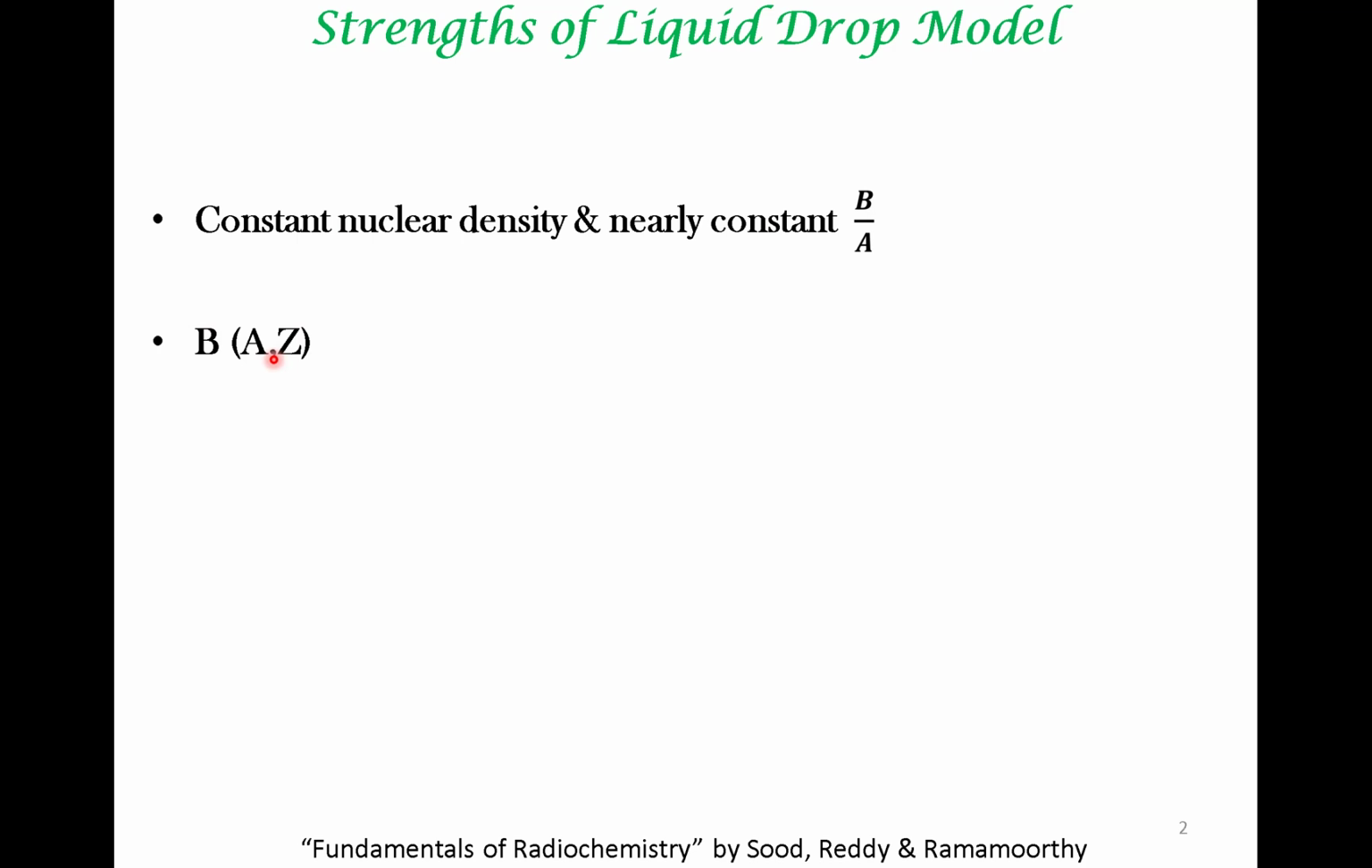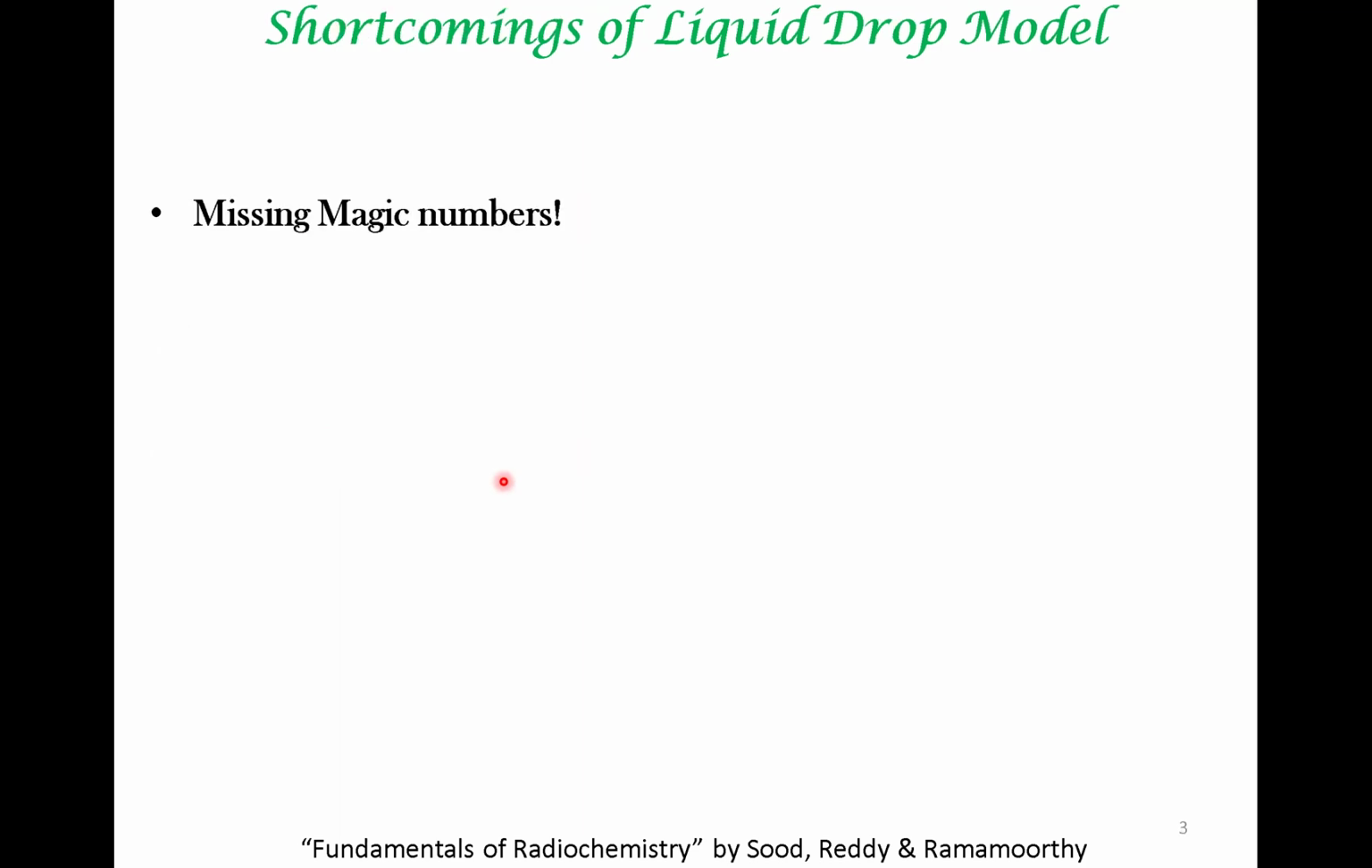With such a formula, we were able to rationalize alpha and beta decay as well as spontaneous fission. We have seen all these things in the previous lectures.